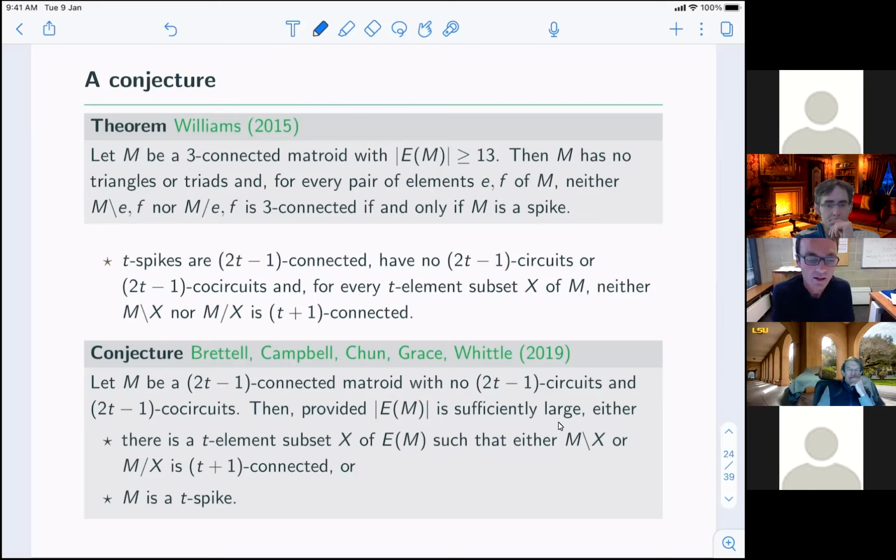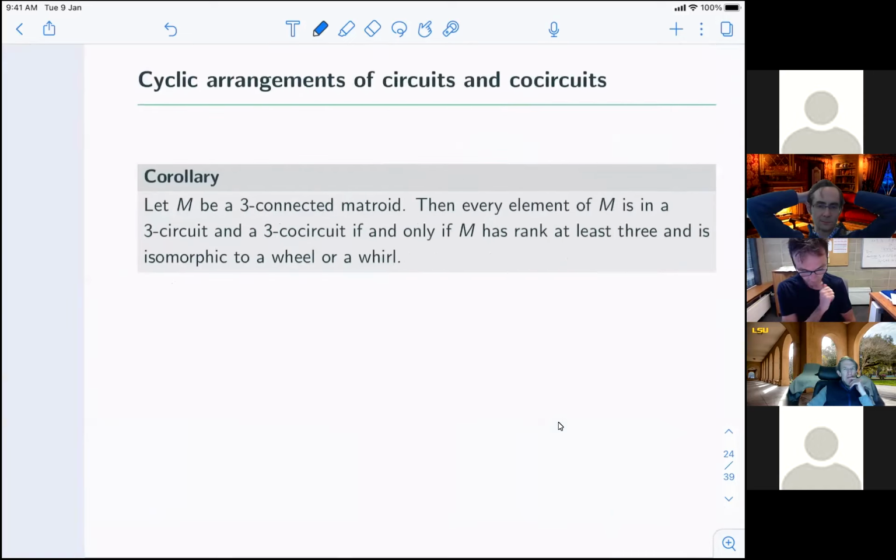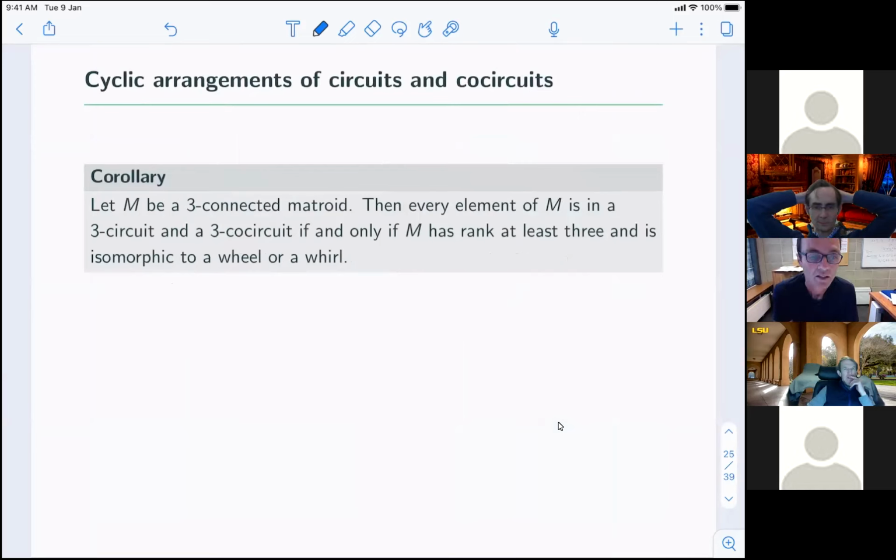All right. So I'll leave that particular problem about looking at every T-element set in an L-circuit or an L-co-circuit, or you can vary it how you want. Let's go back to Tutte's wheels and whirls theorem, and let's take another direction on this problem. The corollary of Tutte's wheels and whirls theorem is that for 3-connected, every element is in a 3-circuit and a 3-co-circuit if and only if you're a wheel or a whirl. But actually, wheels and whirls have stronger properties than that.